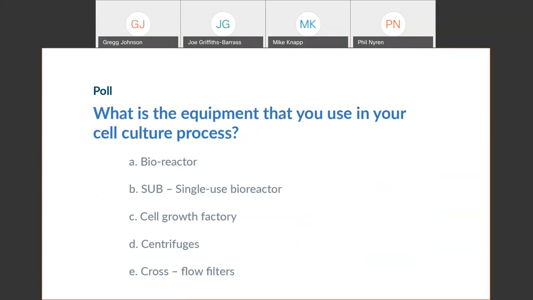Okay, the results are coming in. Okay. Boy, really a wide array here, but the number one actually at 63% were bioreactors, but centrifuges was close behind at about 45%. So a nice spectrum across the board. Cell growth factory, let's see, 8% was the lowest. So again, thank you very much for your input, and I'll turn it back over to Phil.